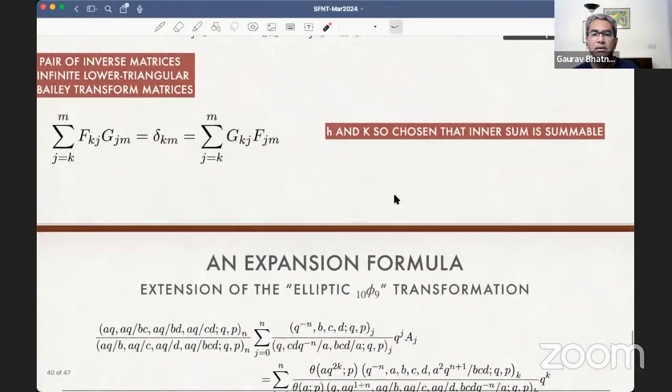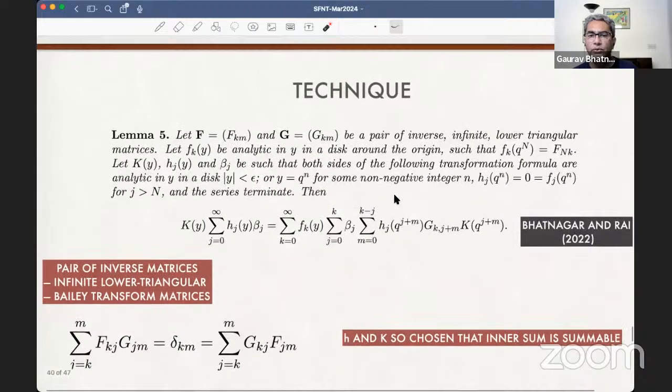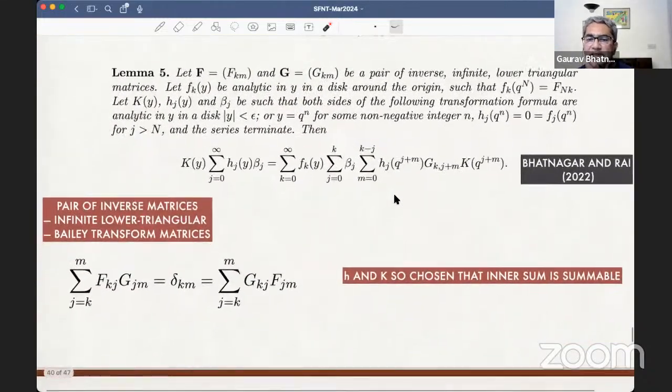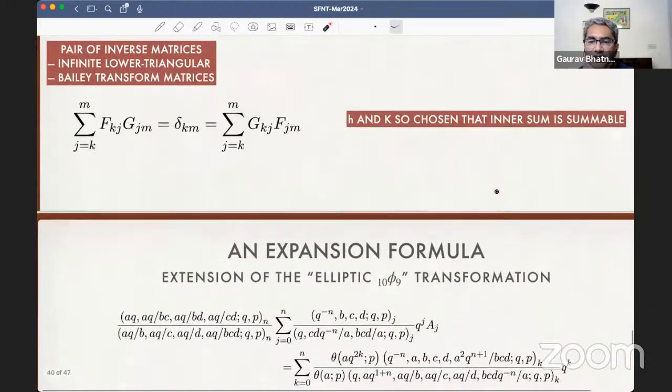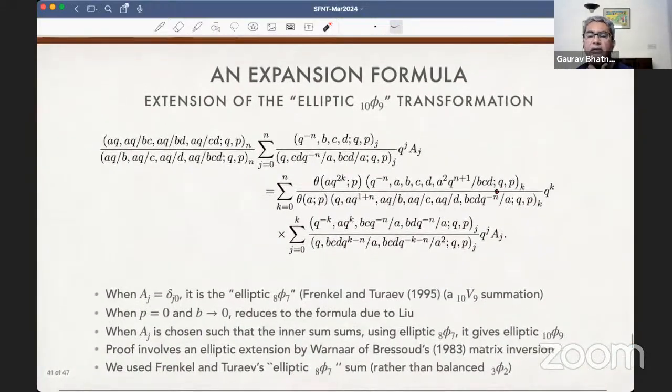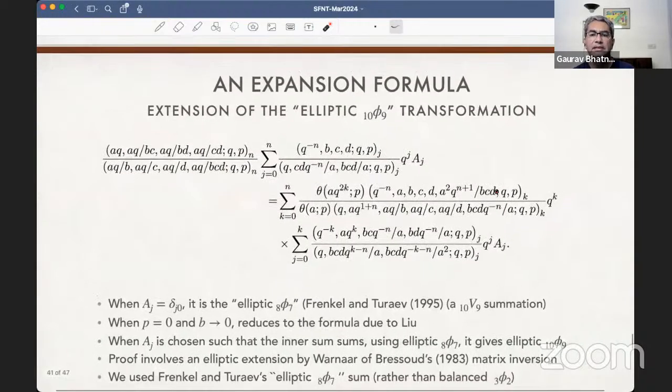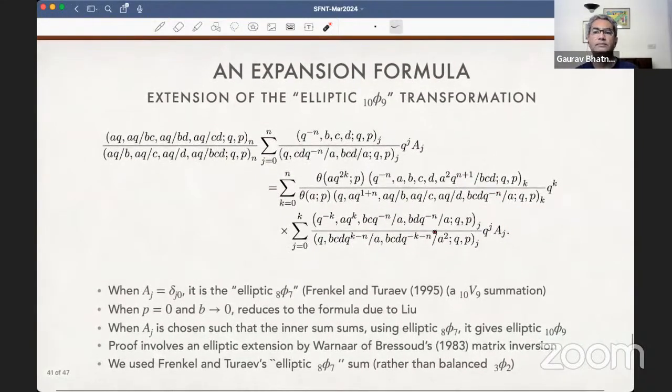So what we wanted to do in this paper was an elliptic extension of what Surbhi and I did in one variable first, and then we'll look at multivariables later. So this is our result. There's a general sequence A_j, and there is a sum on one side and a double sum on the other side.